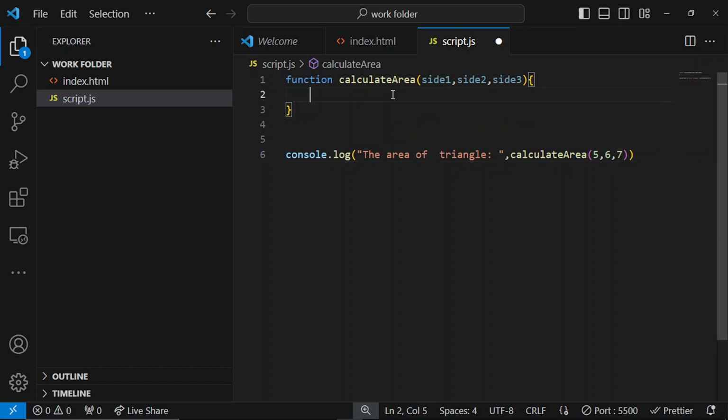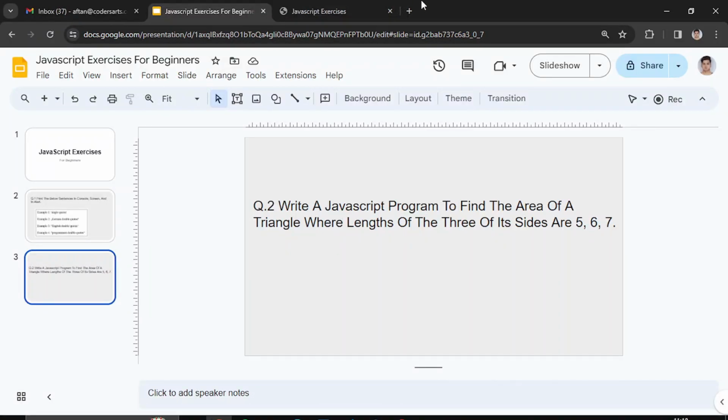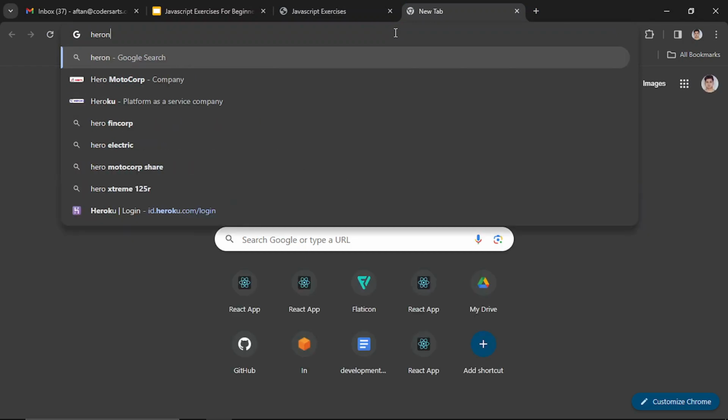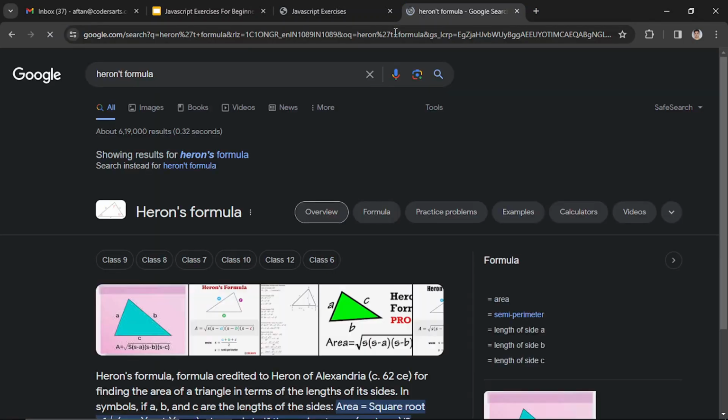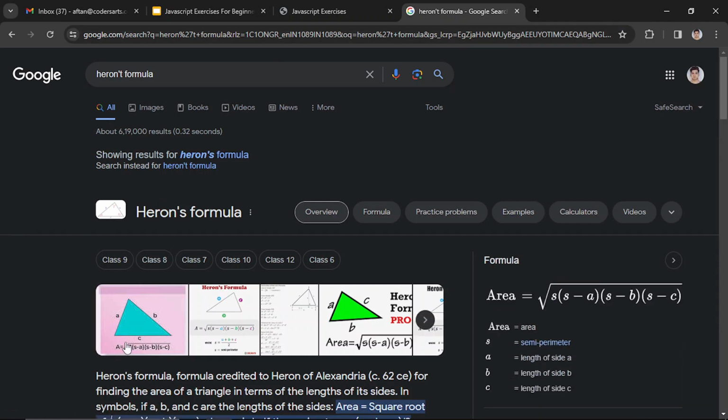Here we'll be doing the calculation. The calculation is simple for finding the area of the triangle. We can do that with the help of Heron's formula. So we can search for Heron's formula. Let me just show you that. So basically this is Heron's formula.